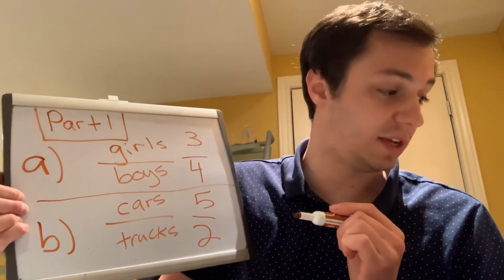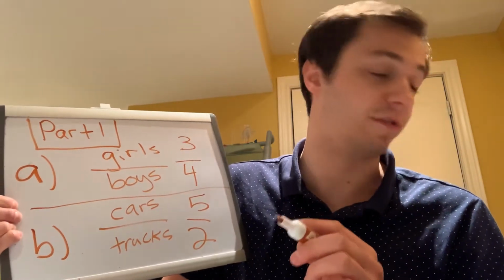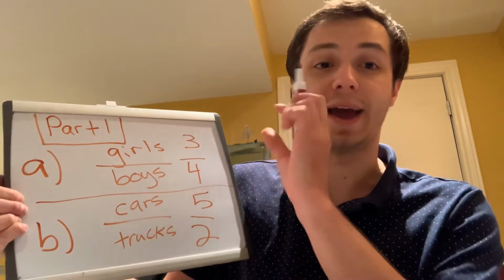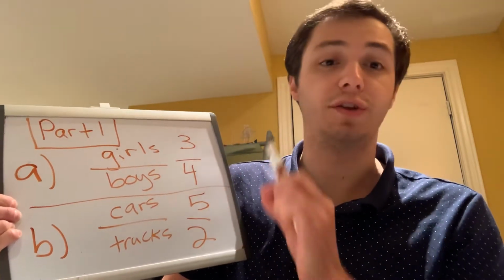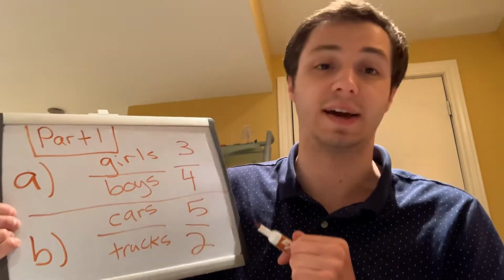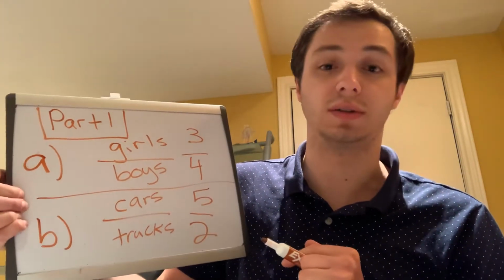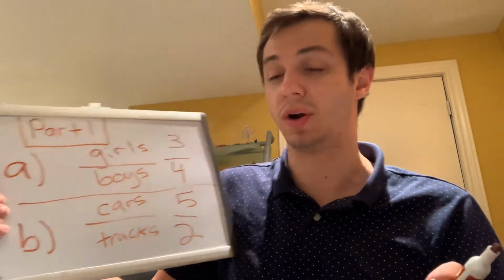So for part C, it tells us there were 16 cats for every 7 dogs. You'll put cats at the top. You can put dogs on the bottom, right? And then your fraction will be 16 over 7 because there were 16 cats for every 7 dogs. So you can pause the video now, and then I'll see you guys in part 2.